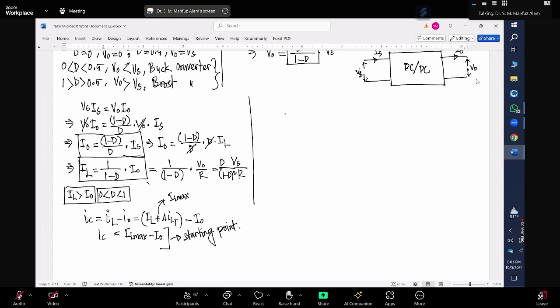So now, the average inductor current will be D over 1 minus D whole square multiplied by R into Vs. So what would be my IL max then? IL max should be IL plus half into del IL, right?